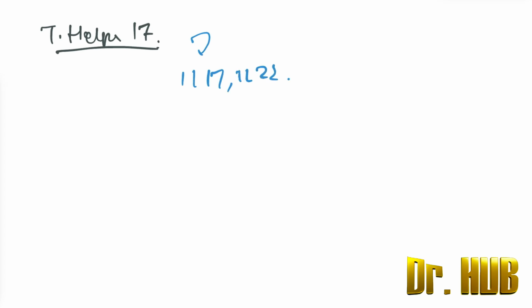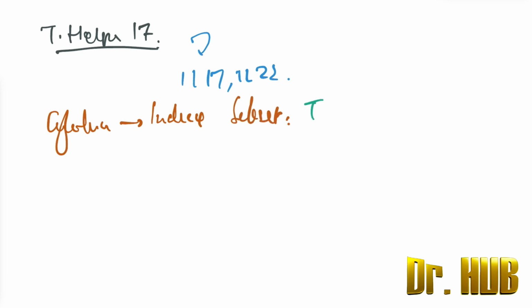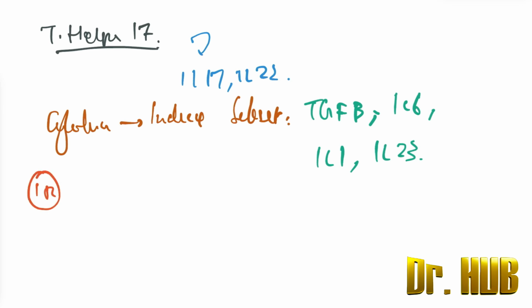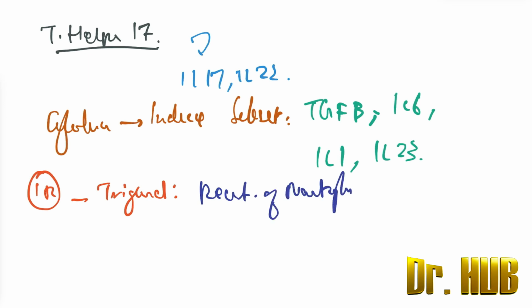So what are the cytokines that induce the subset? It involves TGF beta, IL-6, IL-1 as well as IL-23. Next, what are the immunological reactions triggered? This involves the recruitment of the neutrophils and the monocytes.